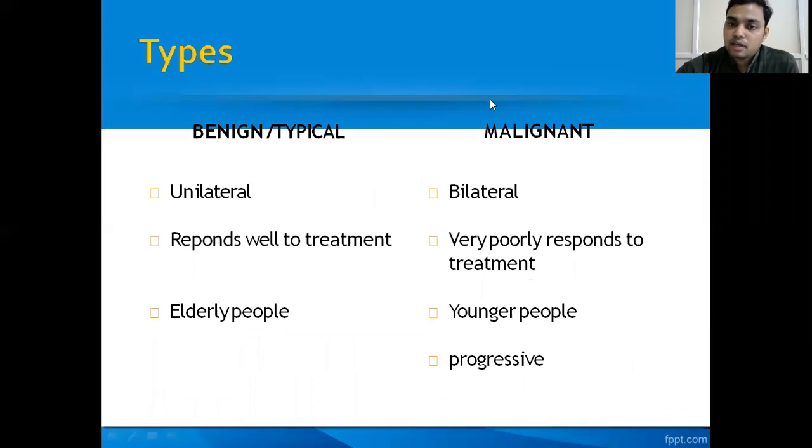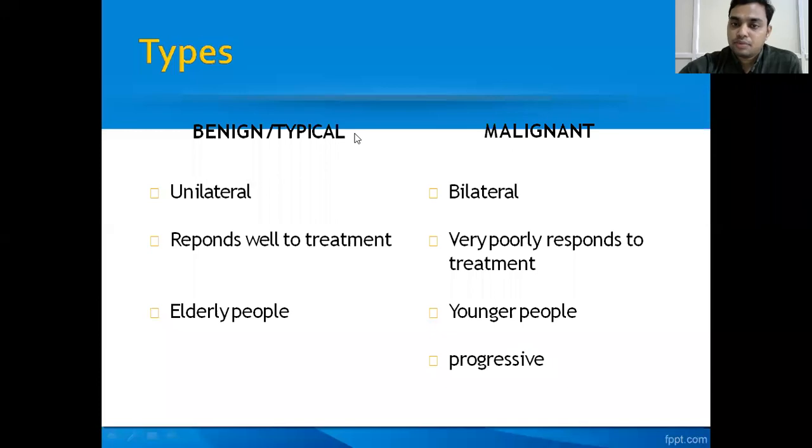What are non-immune-mediated corneal ulcers? Non-infective, non-immune-mediated corneal ulcers are of two types: neurotropic and neuroparalytic. In neurotropic, the corneal trigeminal nerve is damaged. In neuroparalytic, the facial nerve is damaged, which leads to lagophthalmos, that is incomplete closure of the eyelids.